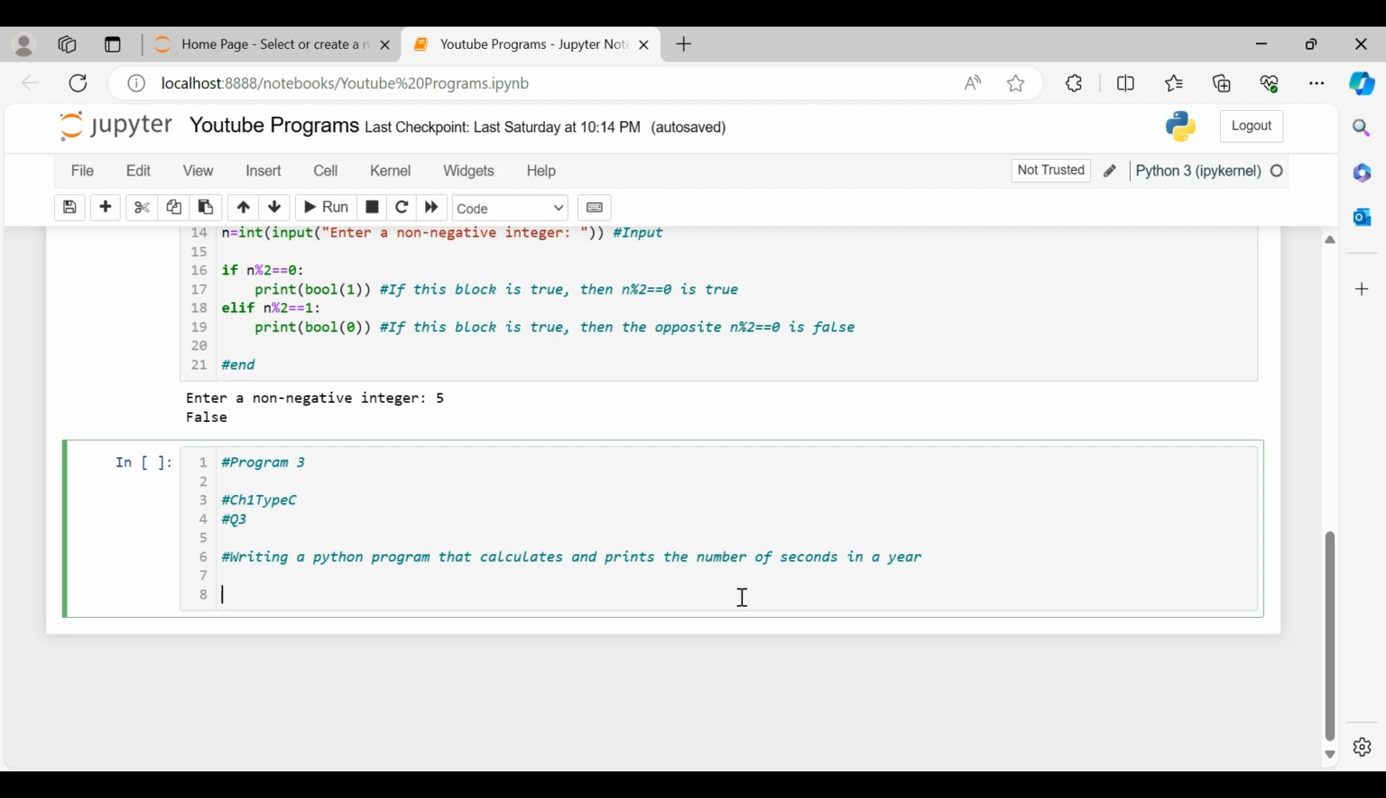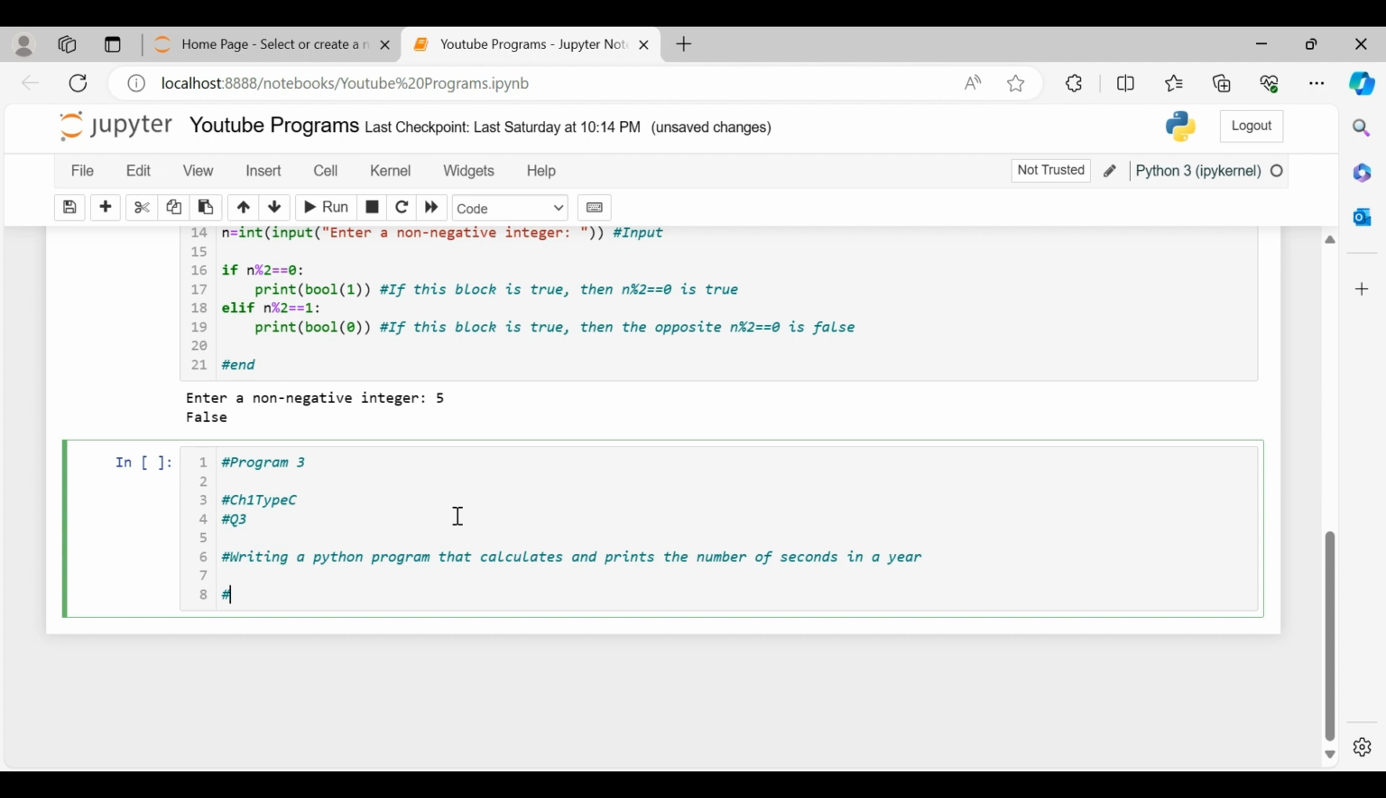Today we'll be continuing with question number 3 of chapter 1 type C of the Sumita Arora class 12 computer science textbook. The question is writing a Python program that calculates and prints the number of seconds in a year. This seems like a very simple question, but let's try and write down the logic ourselves because that would be really helpful when we're dealing with a larger problem.